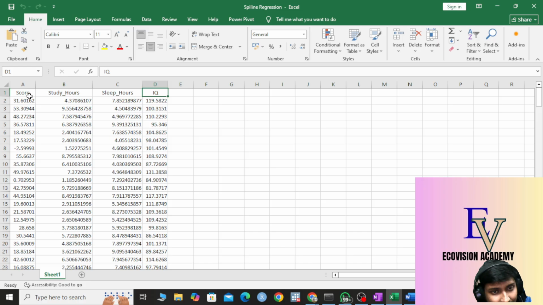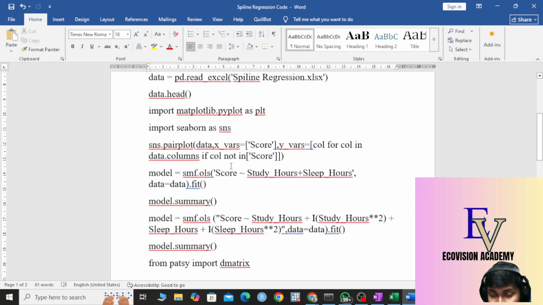If you want the scatter plot between score and study hours, you can get it. Between score and sleep hours, you can get it. Between score and IQ, you can generate it by different codes, and you have to write the code three times. But if I want to write a single code and generate three diagrams, a scatter plot between score and study hours, between score and sleep hours, and between score and IQ, I will use pair plot.